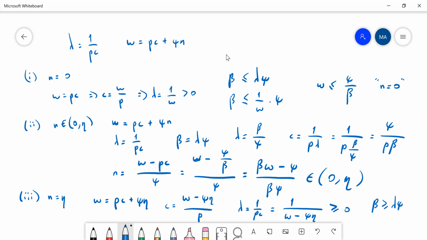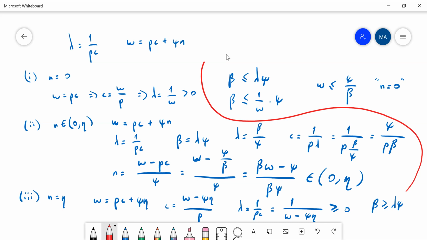Here, there will be further, let me use a different color. So in the third case, look what's happening. So you need W minus psi eta greater than or equal to 0, right? In fact, strictly greater than 0. Why? Because lambda is strictly greater than 0. Okay? Look at the denominator. So you have W strictly greater than psi eta. Okay? Then you find your characterization, I guess.